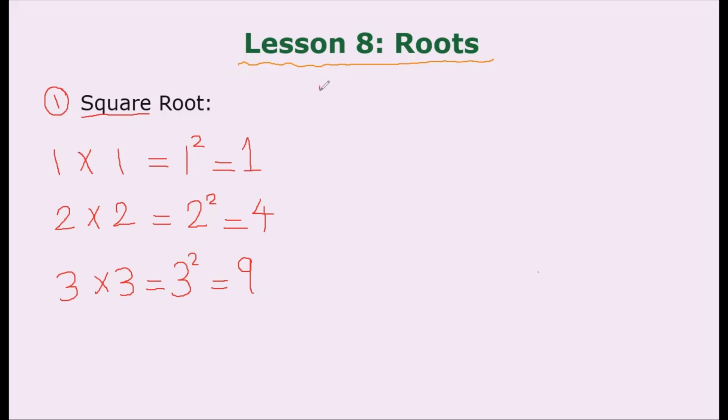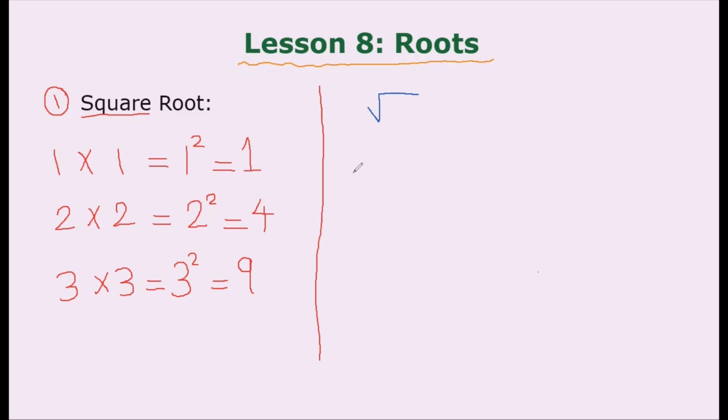How is this all related to the square root? First of all, we need to introduce the radical sign. What do we call the radical sign? This sign here is called the radical sign. This sign is used to represent the square root. What is the meaning of having a square root?